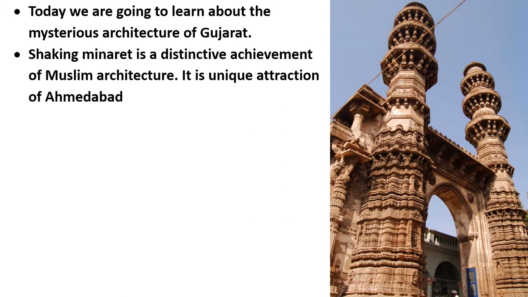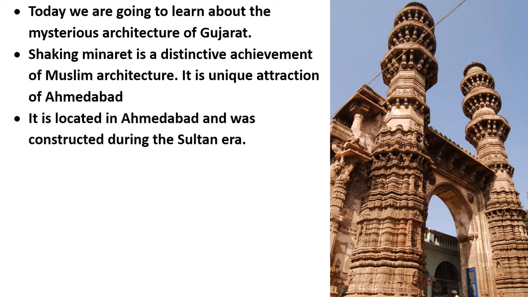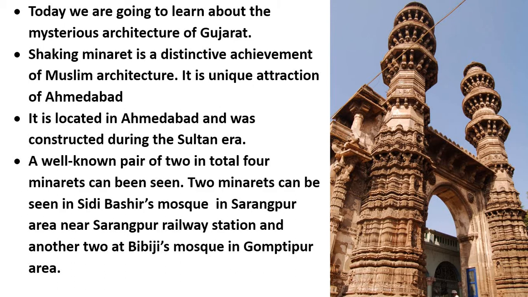So shaking minaras are a distinctive achievement of Muslim architecture, and a unique attraction of Ahmedabad. It is located in Ahmedabad and was constructed during the Sultanate era. A well-known pair of two, in total 4 minarets, can be seen. Now where can we see this type of shaking minaras in Ahmedabad? They can be seen in two mosques. The first one is Sidi Basir's mosque in the Sarangpur area, opposite Sarangpur railway station, and another is Bibiji's mosque in the Gomtipur area. In both places there is a pair of minaras.